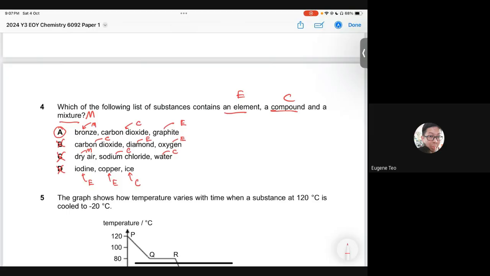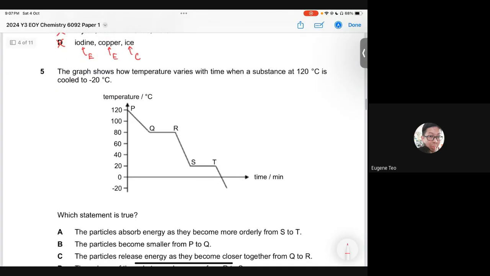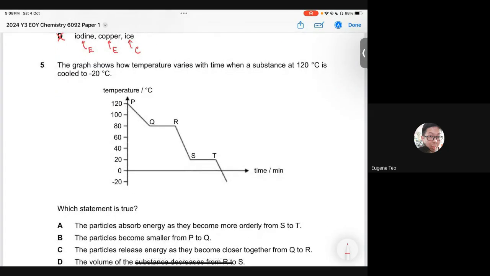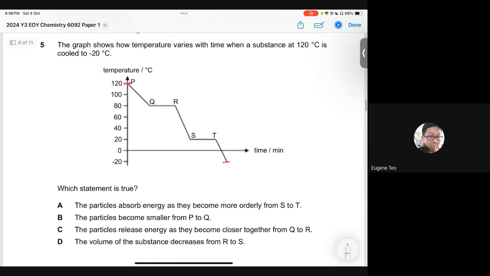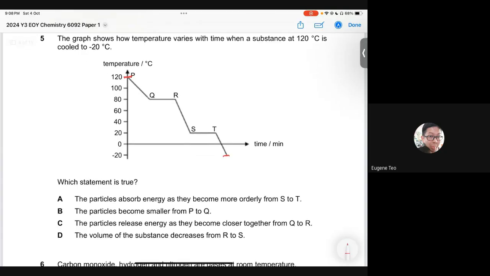Okay. Next one. Okay, so the graph shows how temperature varies with time when a substance at 120 degrees Celsius is cooled to negative 20. So you can see from 120 cool all the way to negative 20. They ask which statement is true. So the particles absorb energy as they become more orderly from S to T. Now, if it's being cooled, actually the particles don't absorb energy. Instead, they actually release energy. So therefore, A is not true.